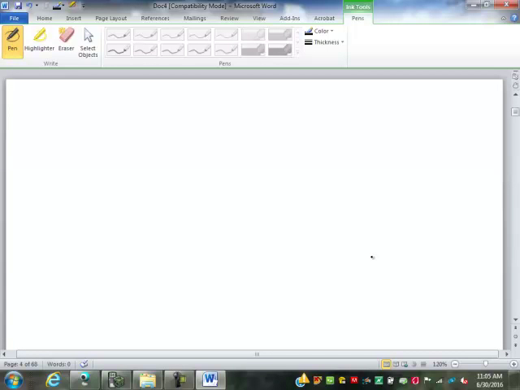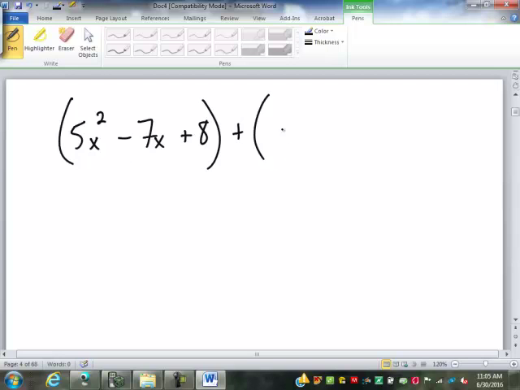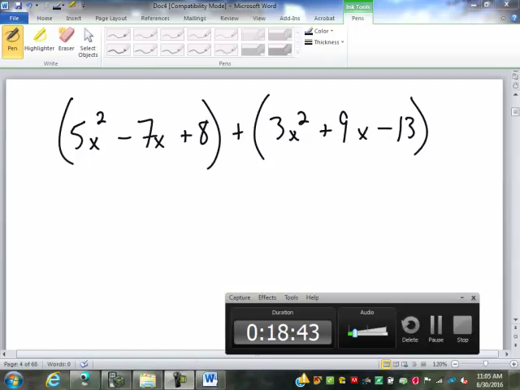Okay, so in your notes, I want you to see if you can remember how to do this before I review it. Give that a shot in your notes. See if you remember how to make that work.